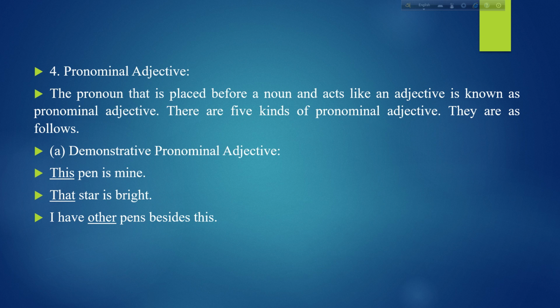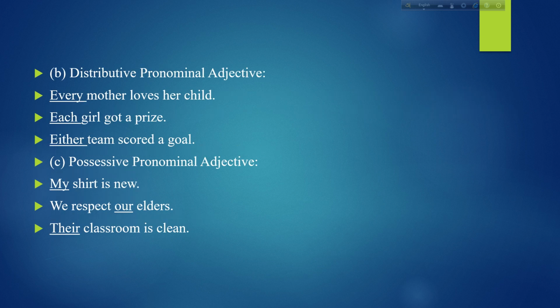This pen is mine. Here this is generally a demonstrative pronoun, but after the pronoun, the noun pen has come. So the pronoun is no longer a pronoun, it becomes an adjective. Demonstrative pronominal adjective. That star is bright. That. I have other pens beside this. So this, that, other, these are all demonstrative pronominal adjectives. Now number 2, distributive pronominal adjective.